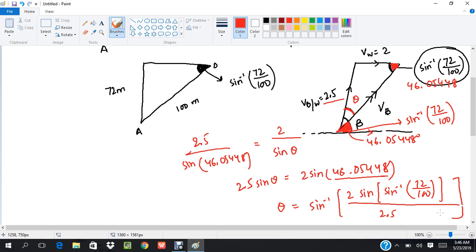So the answer comes out to be 2 times sine of sine inverse of 72 upon 100 upon 2.5. And this angle theta comes out to be 35.16969. So adding this to this is going to give me the value of beta. Beta is equal to 81.2 degrees, corrected to one decimal place. Fine. So we have done this question now.